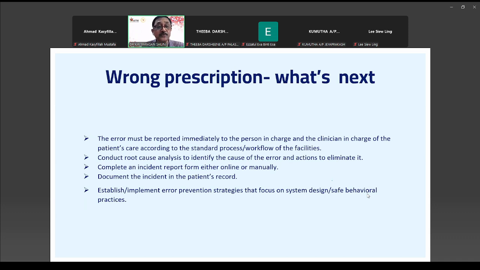So you need to do an incident report form, either online or manually, and document it in the patient's record, establish and implement error prevention strategies, and focus on systems design. Also contact your indemnity manager, okay, the lawyer, and tell them this happened, because you don't know, the patient's family might just send you a legal notice later on. So this is all actually happening.